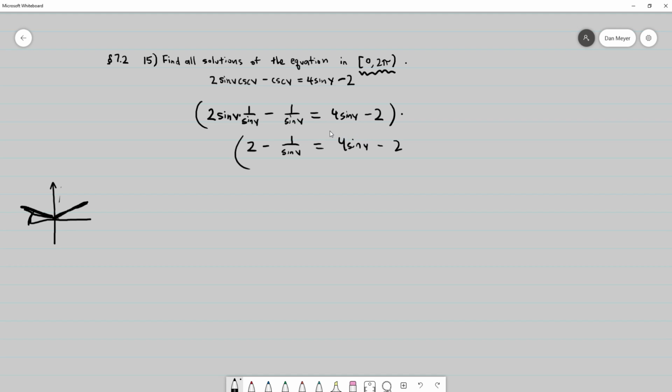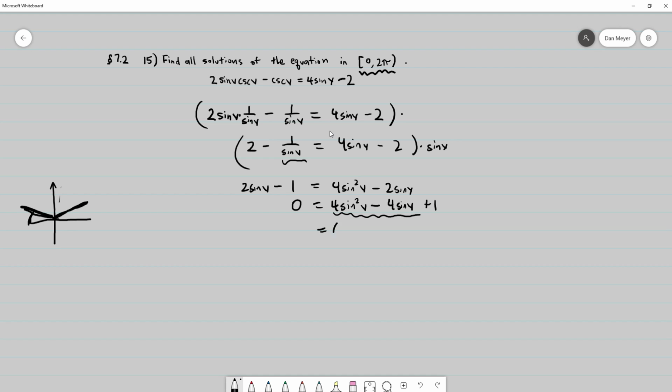Now I'll multiply on both sides of this equation by sine of v to get rid of this denominator here. And I'll get 2 sine v minus 1 is equal to 4 sine squared v minus 2 sine v. And if I bring everything over to the left-hand side so I can keep my coefficient on the sine squared v term positive, I get 4 sine squared v minus 4 sine v plus 1 is equal to 0. And this is a perfect square trinomial.